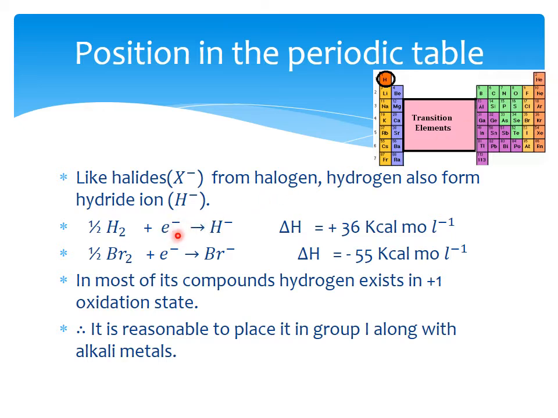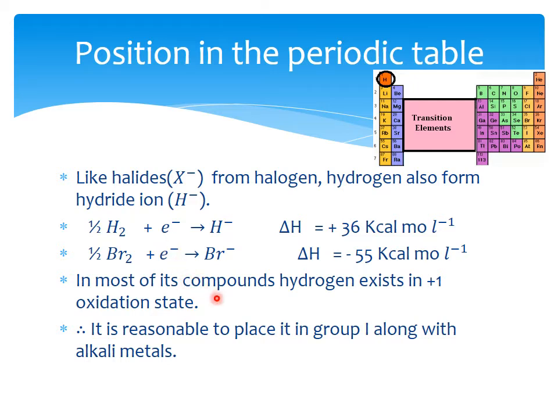But when it accepts the electron, instead of releasing energy, we have to supply some energy, plus 36, that is endothermic, heat is absorbed. Here it gives its maximum energy, heat is released, but here it is absorbed. So when you compare the energy for attaining the electron, for hydrogen it is a very small amount of energy, very little effort to get the electron. So the electron affinity of hydrogen is very low as compared to the halogens. So after this electron affinity, this is one property.